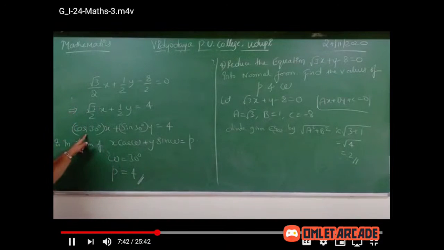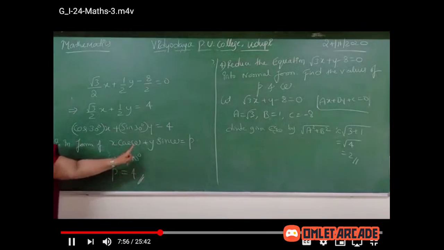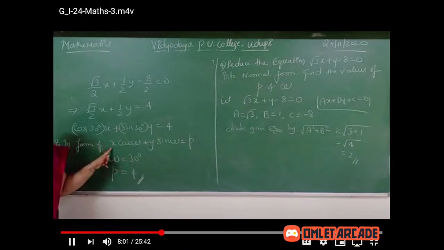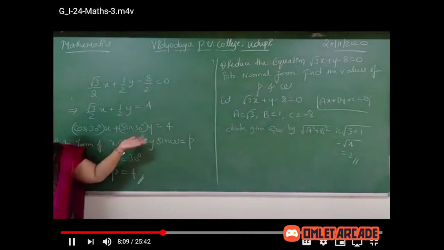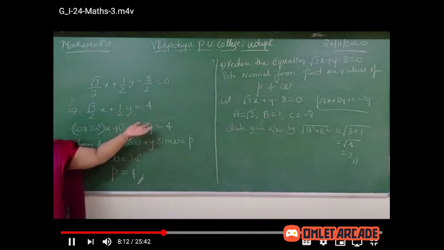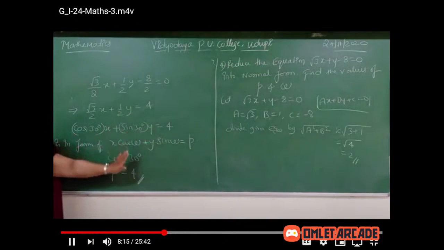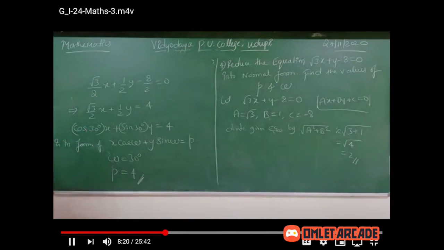Now easily you can convert. You may think, why can't we write sin 60 here, because sin 60 is also root 3 by 2? No, you have to convert this into normal form. What is normal form, students? x cos omega plus y sin omega is equal to p. Cos should come with x. So for what angle of cos will you get root 3 by 2? Cos 30. Similarly here sin should come with y. So sin 30 degrees, half, is equal to 4. Now is it in the form of normal form? So omega is 30, p is 4.